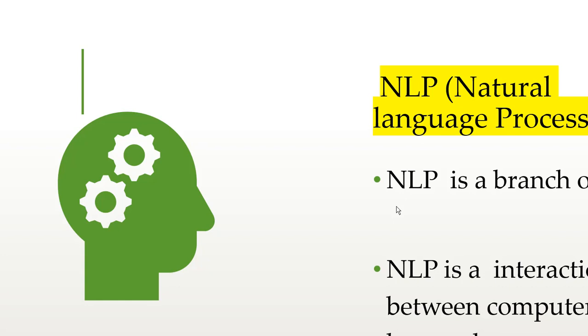When we talk about artificial intelligence, the main core value comes under natural language processing or NLP. NLP is a branch of artificial intelligence. NLP is the interaction between computers and human languages.